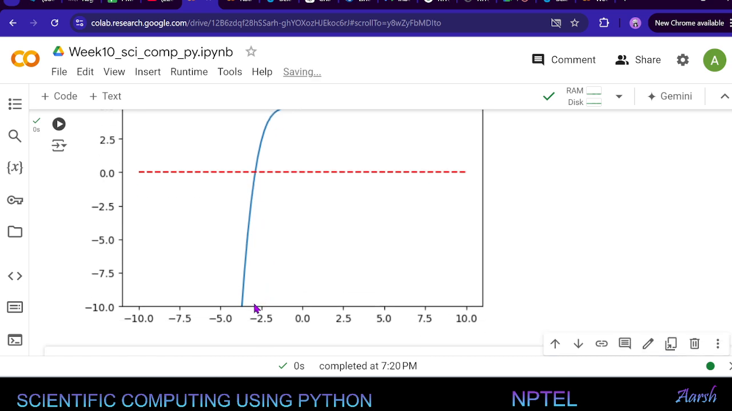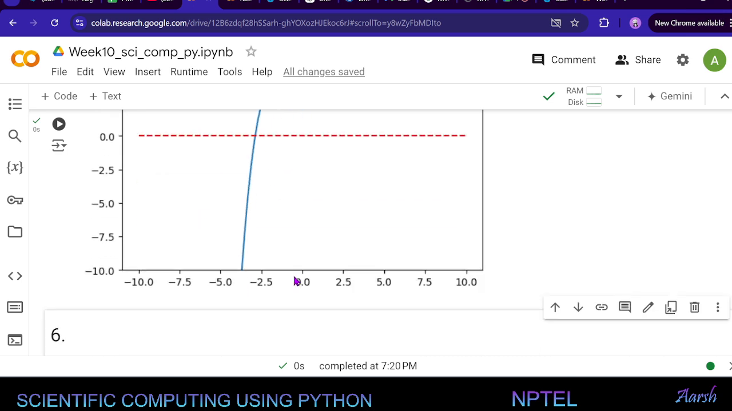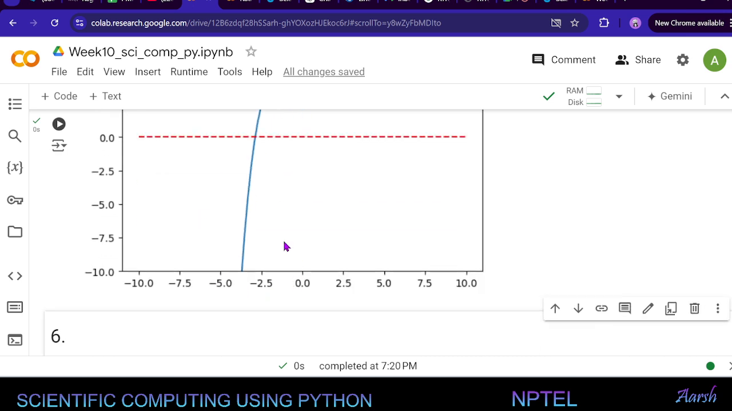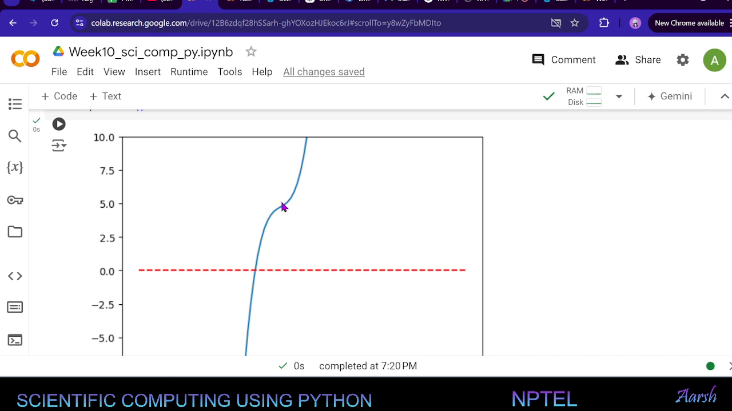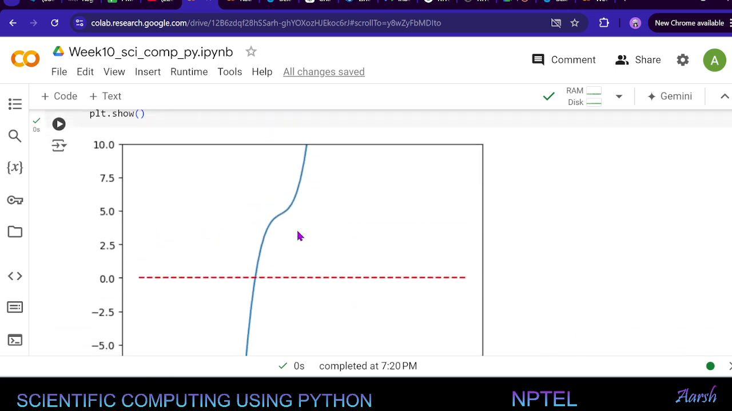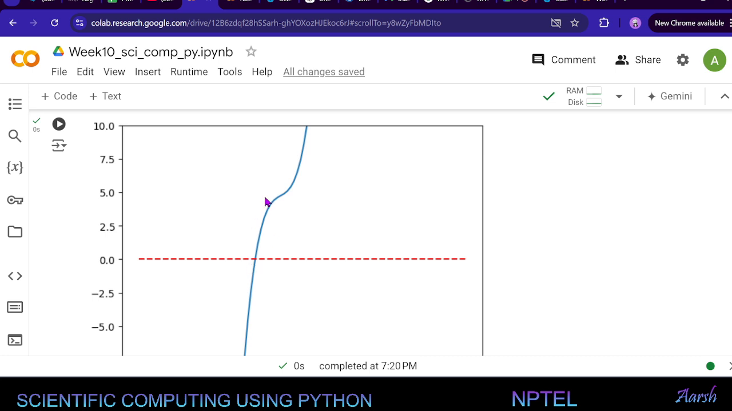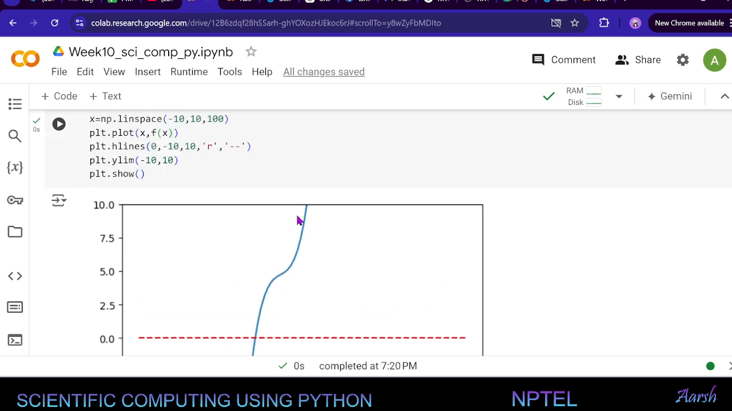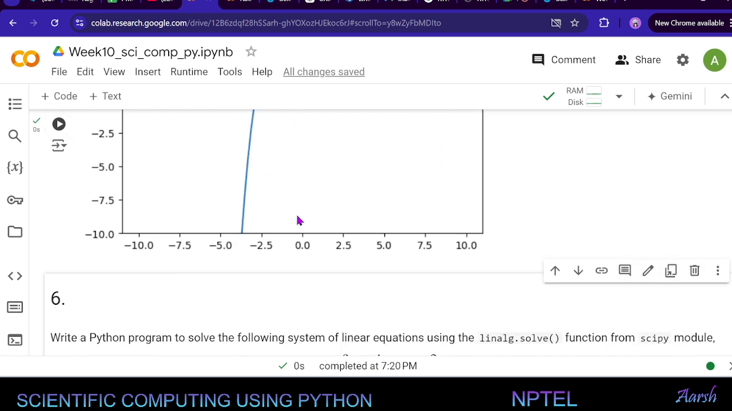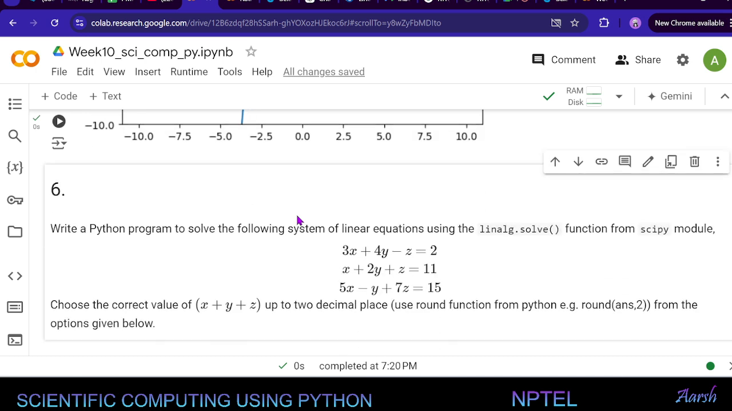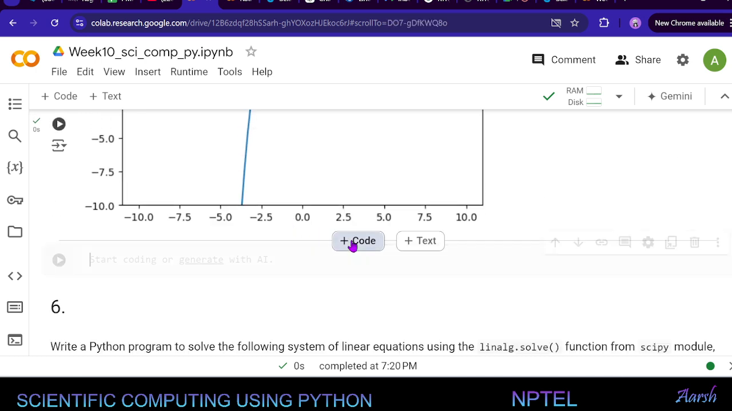It seems to be between minus 2.5 and minus 5. Okay, so we know some range in which it will occur, and as we can see, there is only one 0, right? Which can happen for a cubic equation, because this just means that the other two zeros are complex conjugates of each other. Okay, so now let's write the code.